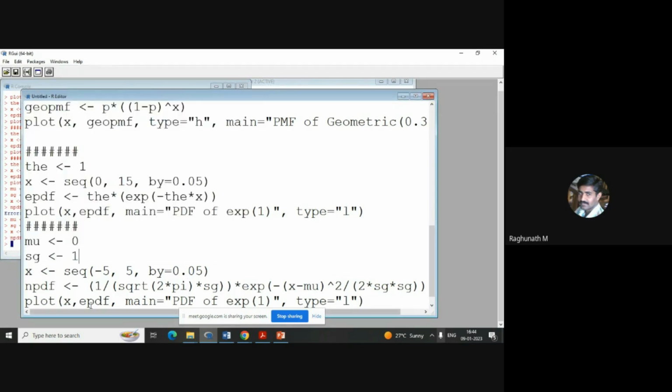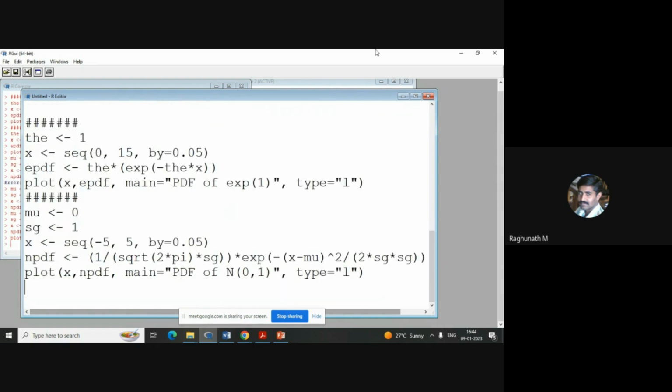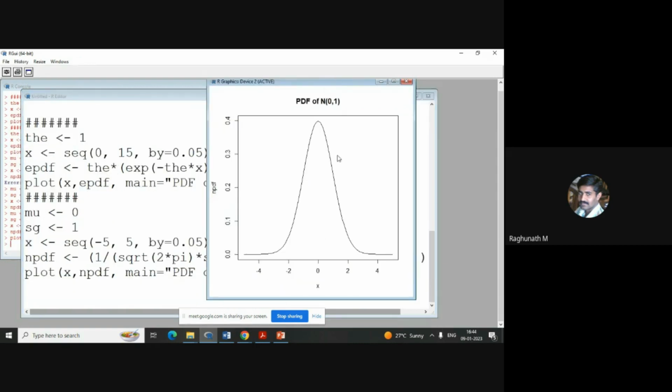We have computed the PDF. So now let me consider this as NPDF, PDF of normal. So it is written as normal 0, 1. That is our standard normal. So if I run this command, so if you observe the plot of this, clearly it is a symmetric distribution, symmetric about 0.